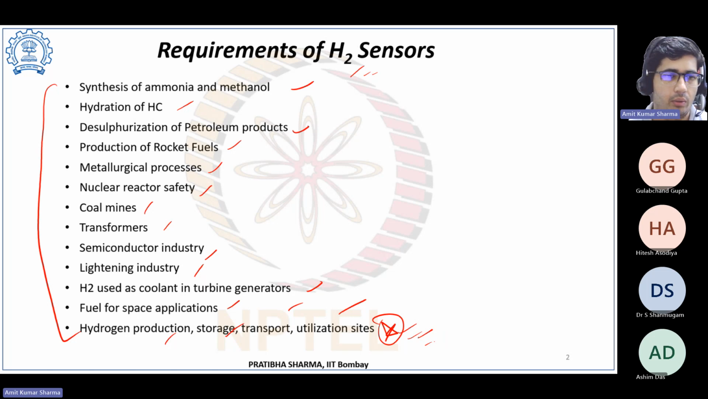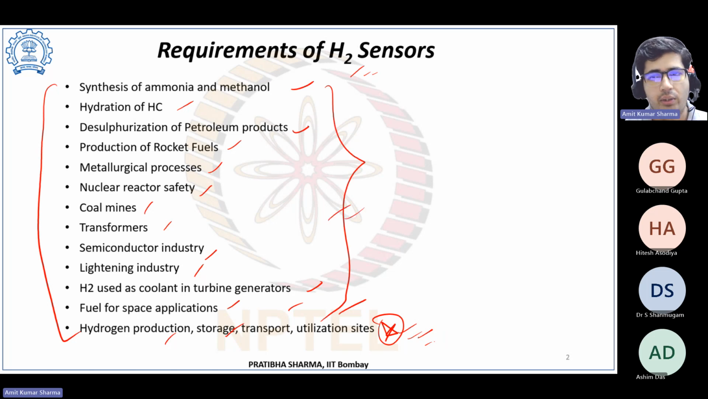That's also a challenge, because these applications are mostly happening in industries on a large scale, so they can afford any sensor that can have very excellent range, stability and all. But for new startups and small scale companies, we need a sensor that can have good accuracy with low cost. That's a challenge. So these are the areas where we need the hydrogen sensors.